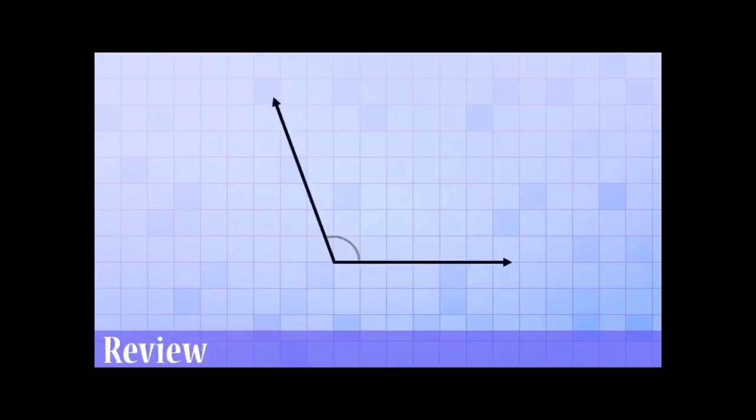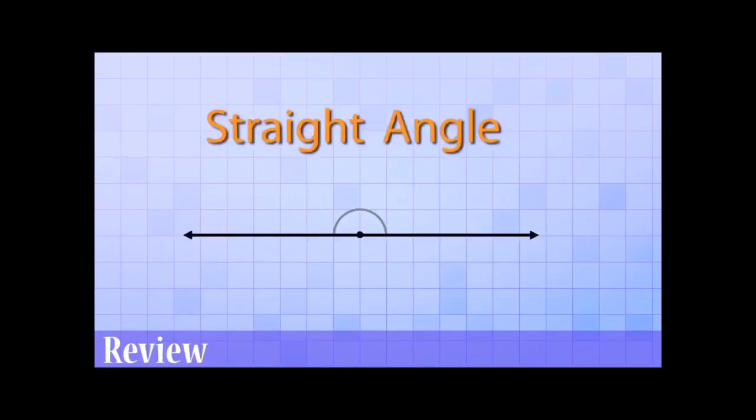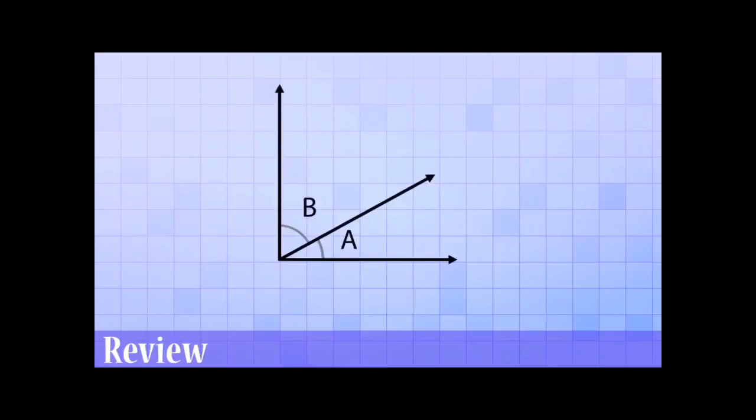An angle that's smaller or less than a right angle is called an acute angle. An angle that's bigger or greater than a right angle is called an obtuse angle. A straight angle is formed by two rays pointing in exactly opposite directions. A straight angle is really just a straight line.